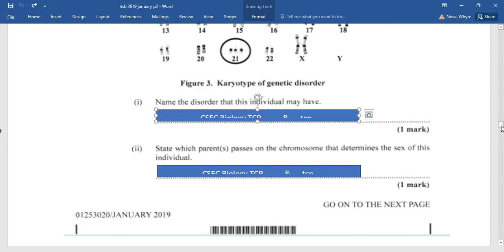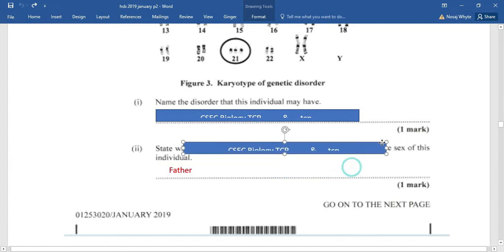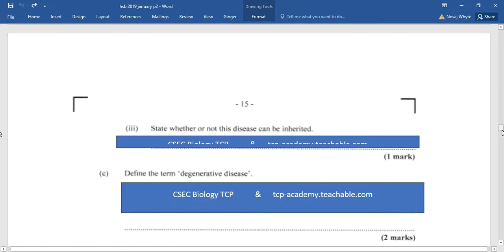So the sex of any child is going to be determined at all times by the father. So let us look at this here. It's going to be dad.